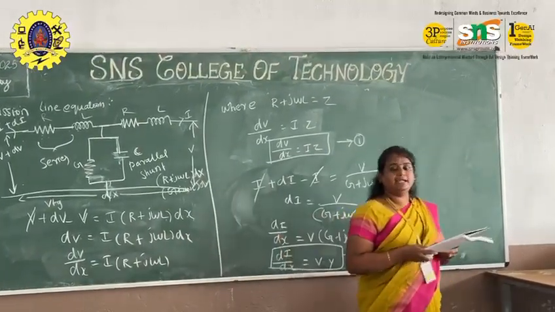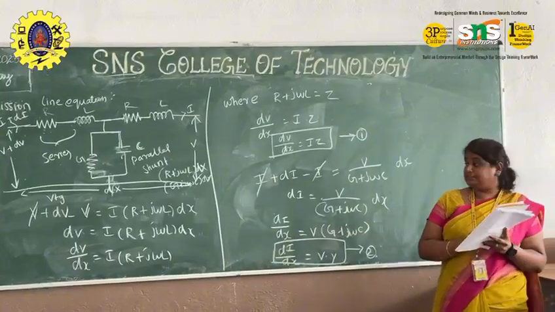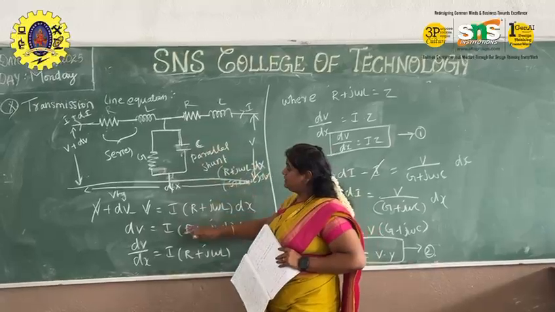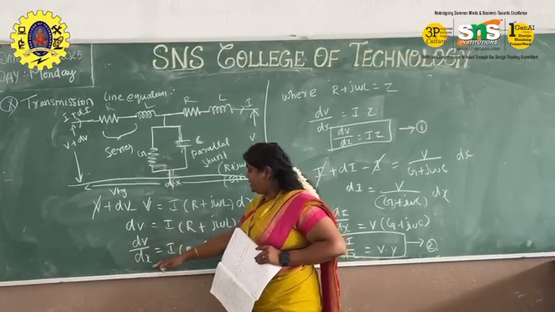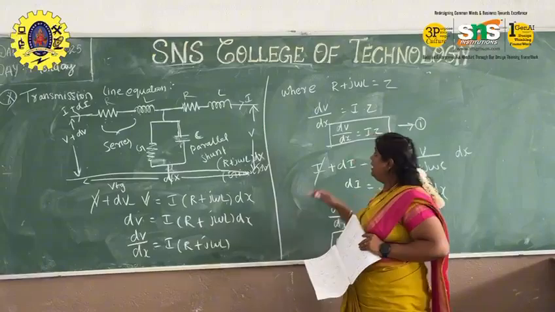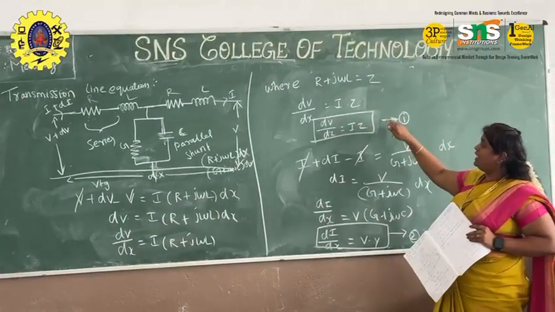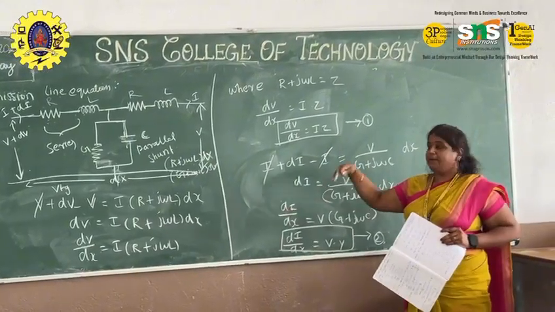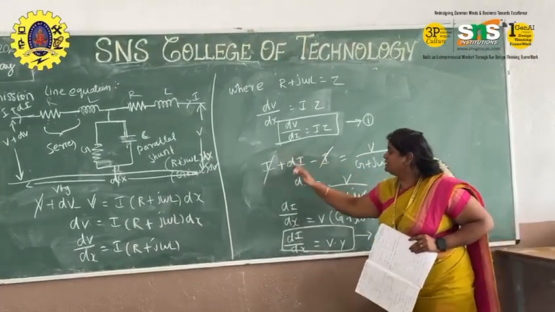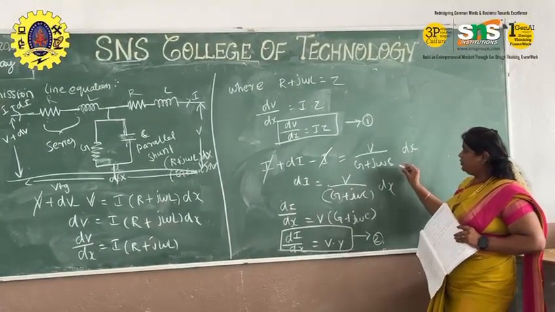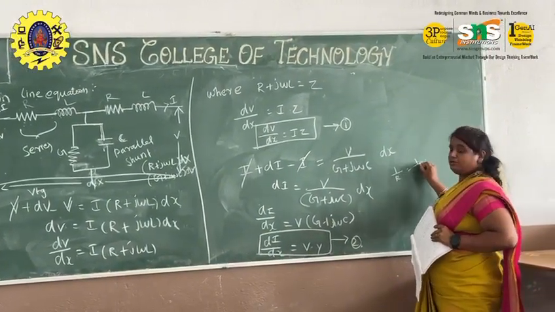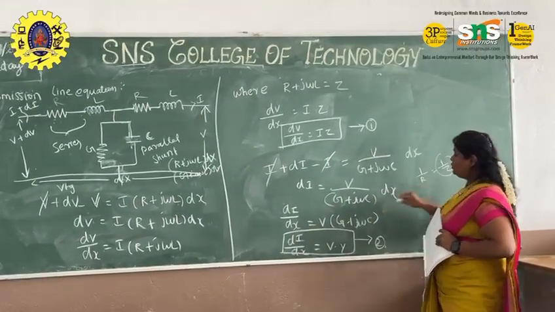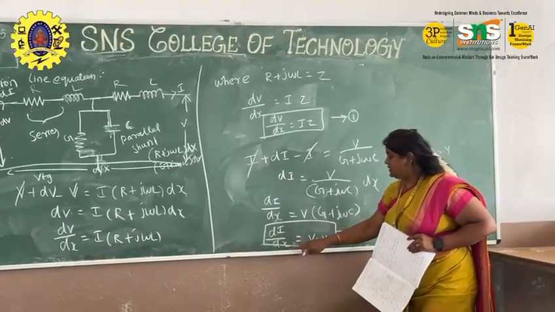Now I am going to recall what we have discussed, because I am going to erase this. We differentiated and found dV by dx is equal to I into R plus j omega L, replaced by Z. The same way we took the voltage difference, we take it for the current also. Here 1 by R is equal to 1 by Z, which is why the term comes in the denominator, and it can be replaced as Y, where Y is G plus j omega C. So dI by dx is equal to V into Y.